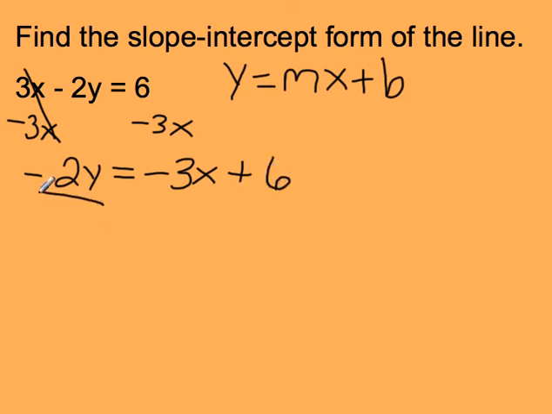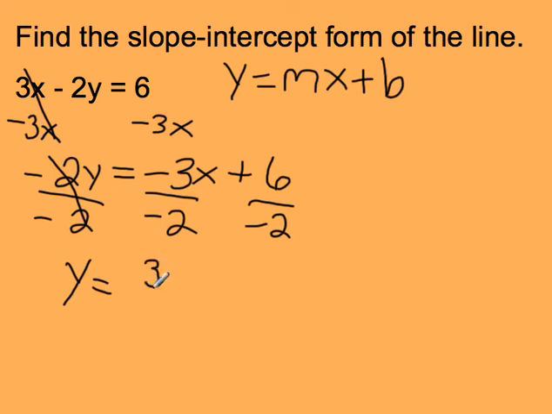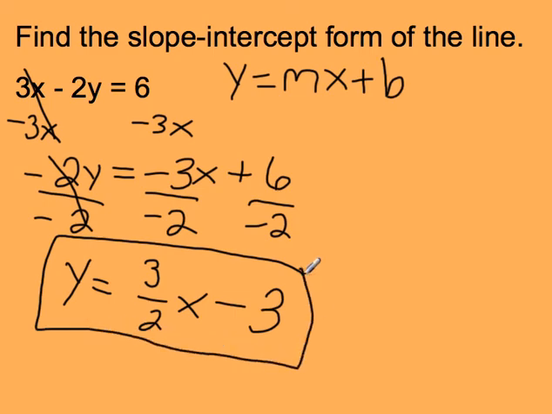Next up, we need to divide everything by negative 2 to get the y by itself. Then these guys factor out. That leaves me with y equals, and here when we're dividing, two negatives make a positive, so it's going to be positive 3/2 x, and here we've got a positive over a negative. That's a negative, so I'm going to go minus 6/2, which is 3. So it's going to be y equals 3/2 x minus 3. That is now in slope-intercept form.